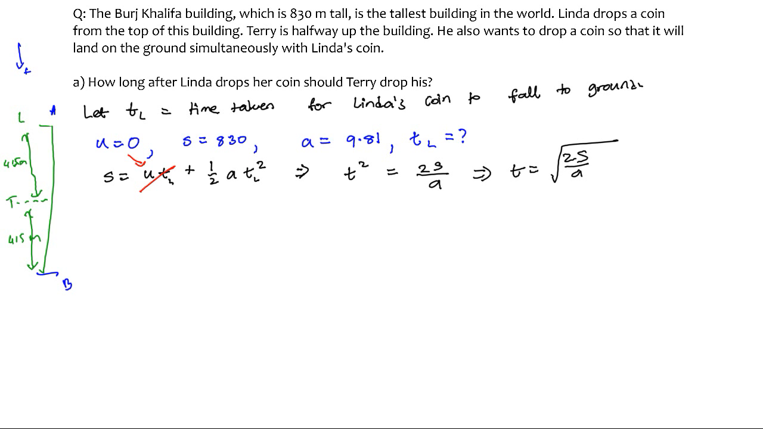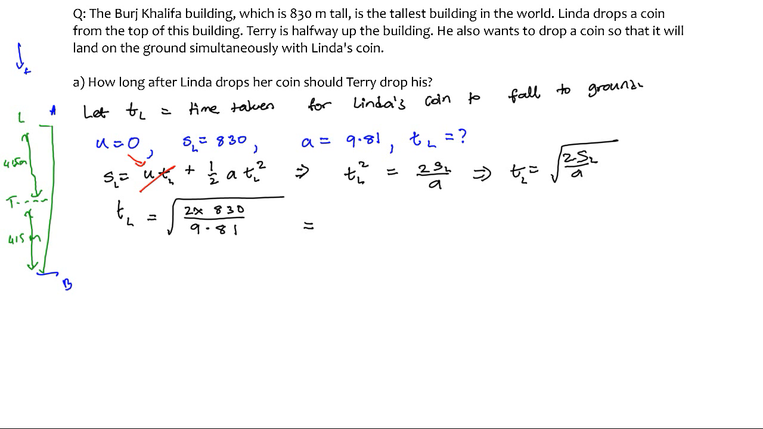And here is the time for Linda, so I'll always put a little L there. So the time for Linda is going to be the square root of, let's call this S also, the distance that Linda's coin has to travel, so let's call it SL. So this is Linda's coin's time, Linda's distance. That is equal to 2 times Linda's distance, that is 830, divided by acceleration, that is 9.81, and the time it takes, you can work this out.